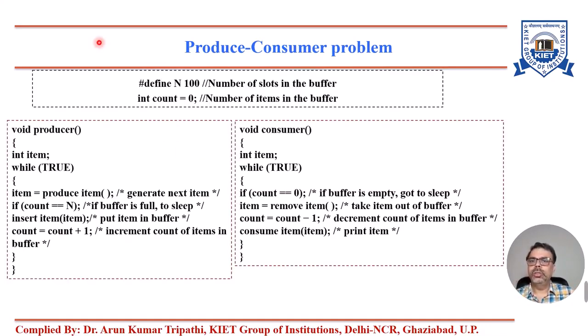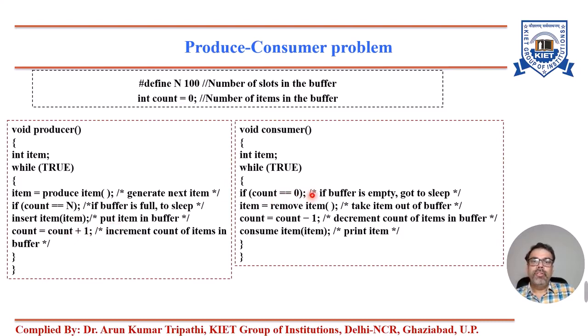So here is the producer consumer problem. Suppose the producer will produce an item, while true it will continue to produce. It will generate an item; produce item is the code, so it will produce an item and hold it in the variable item. It will check the count, whether the buffer is full or not. If count is equal to n, that means the buffer is full, so it will go to sleep. Otherwise it will insert an item and increment the count value by 1.